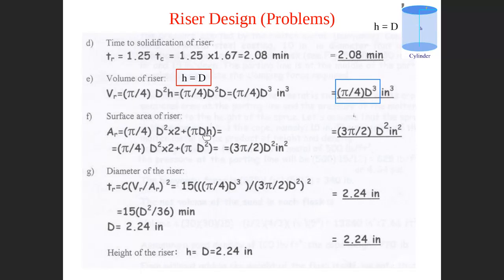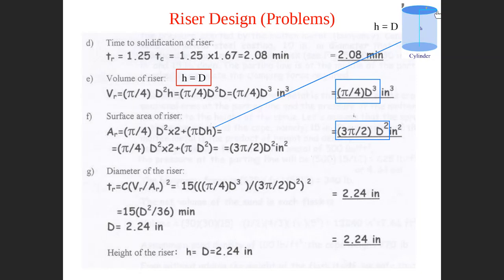This is the surface area of the cylinder. It is equal to pi divided by 4 d square multiplied by 2, the summation of upper area and lower area, plus pi d h, or 2 pi r multiplied by h, or pi d h. H here equal to d, then you apply here, then you get the surface area. So this is the surface area of the cylinder in case of h equal to d as a function of d. So this is the volume of the cylinder, this is the surface area of the cylinder.